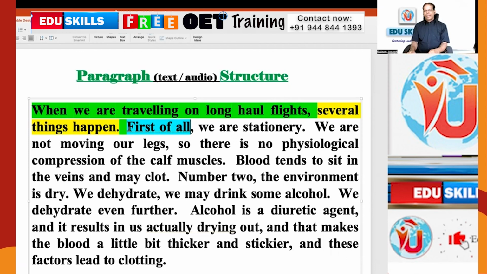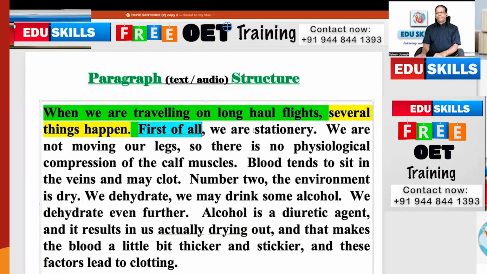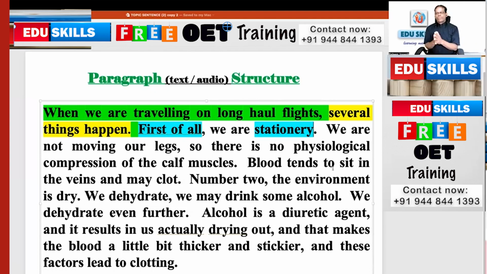The first sentence is the topic sentence. The next sentence is the supporting sentence. A supporting sentence explains the topic sentence. If they said several things will happen, then they are explaining it. First thing, what is going to happen? First of all, we are stationary, which is the keyword in this supporting sentence. Stationary. Now, can you find in the following two sentences the similar concept, stationary, or synonymous expressions of this keyword stationary?